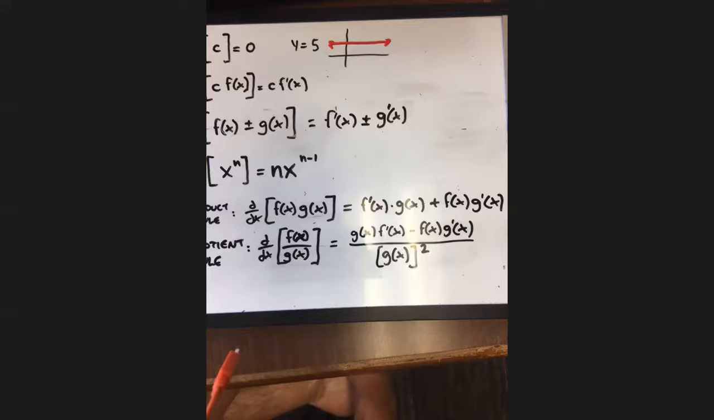In the in-person version of this class, we let people have a note card for the exams, and what I found most people write rather than f and g is they write low d high minus high d low over low squared for this formula. I've been doing calculus for 20 years, and that's still how I remember it.